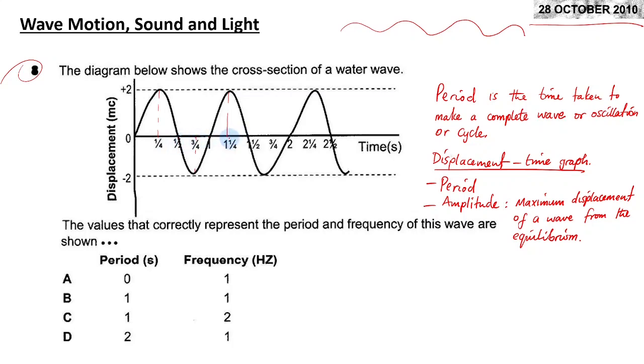Okay. But we also have frequency. Frequency is just given by 1 over the period, which is represented by T. So in this question, it's asking for the values that correctly represent the period and frequency of this wave. The period will be the time from here, if this is 0, up to there.